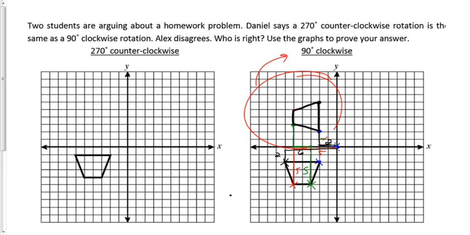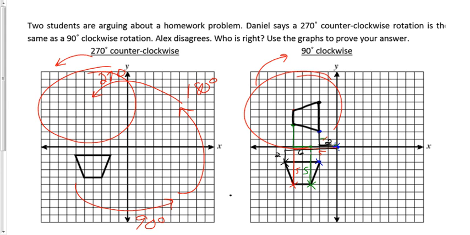Counterclockwise means I'm going this direction. So from here to here, that's 90 degrees. From here to here, that's 180 degrees. From here to here, that's another 90, which is 270. So basically I'm going to end up in this quadrant again. So I'm essentially going to end up with the same figure.